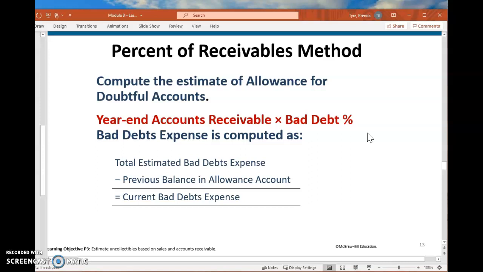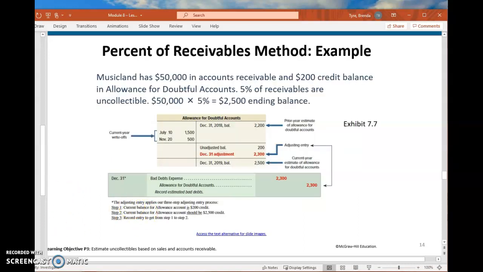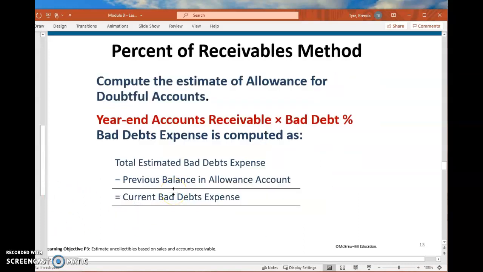So in this one, we're adjusting the allowance account. That's why it's called the balance sheet approach. In this one, the percentage of sales method, we're adjusting the expense amount. Therefore, it's the income statement approach. Income statement approach adjusts the expense amount. The balance sheet approach adjusts the balance sheet amount. Remember, balance sheet accounts have a balance, so we've got to compare what we estimate it will be to what it is and make our adjustment.